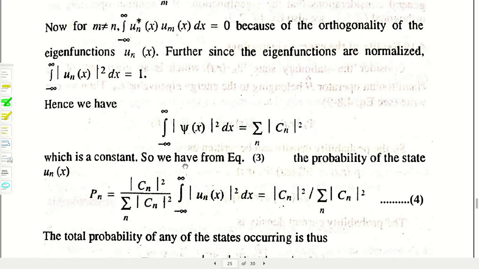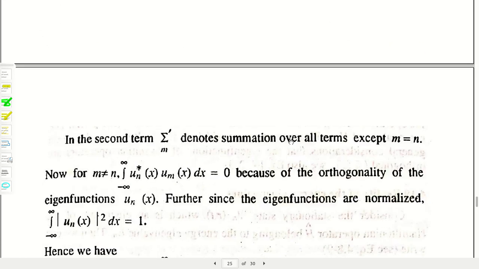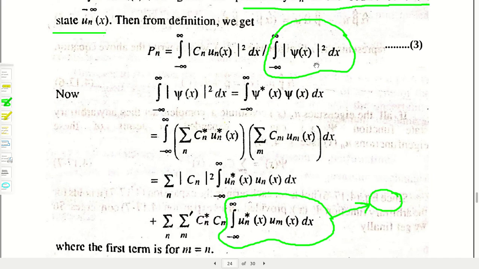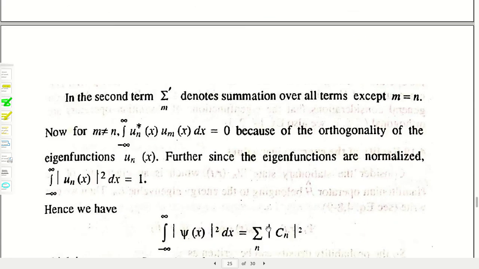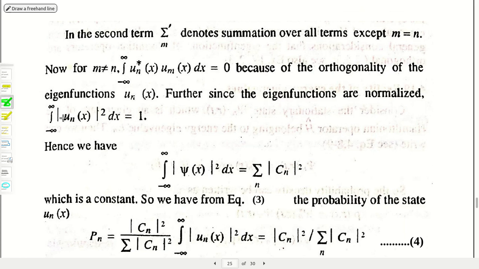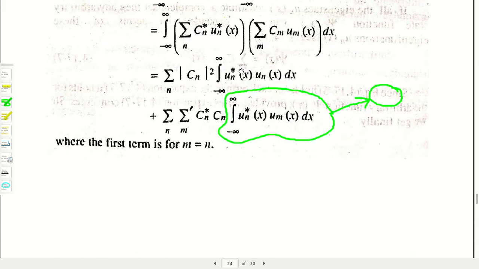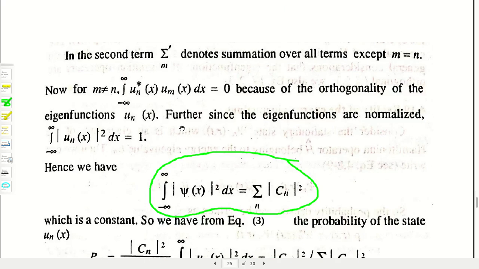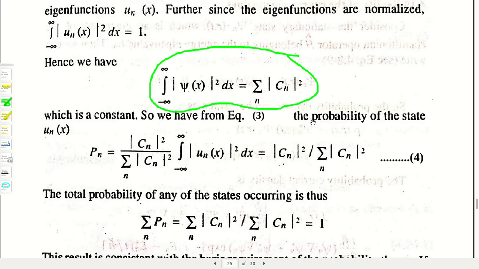Okay, no, sorry, I was not completely right, because this mod psi square dx is your sum over mod Cn square. See, here it is written. The second term cancels, it is 0, and the first term is 1, so sum over mod Cn square will be equal to the integration of mod psi square dx. This is written here clearly.